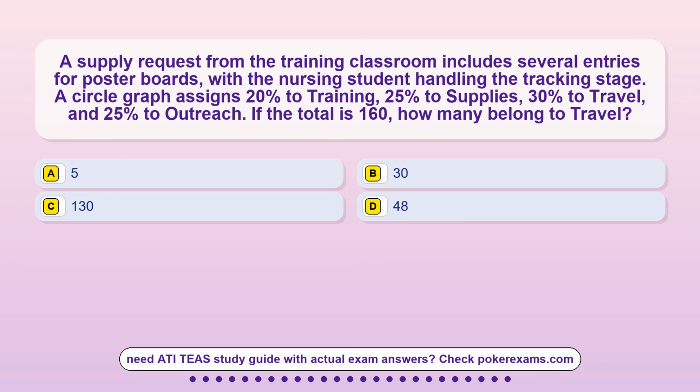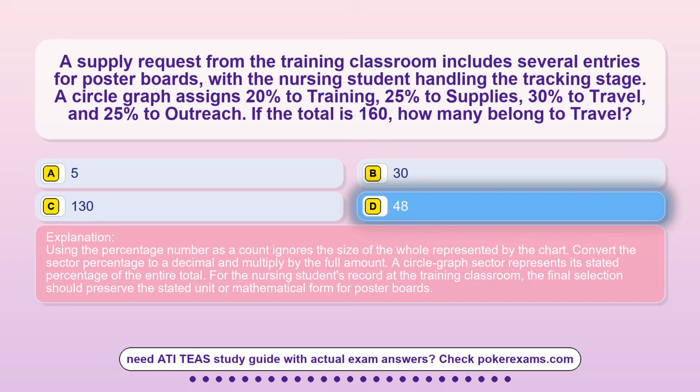Option C, 130. Option D, 48. The correct answer is option D, 48. Using the percentage number as a count ignores the size of the whole represented by the chart. Convert the sector percentage to a decimal and multiply by the full amount. A circle graph sector represents its stated percentage of the entire total.